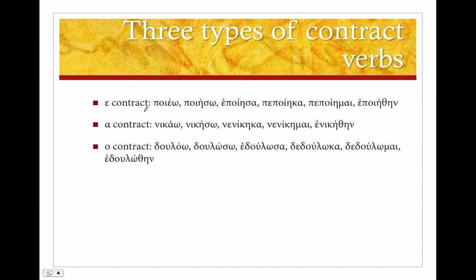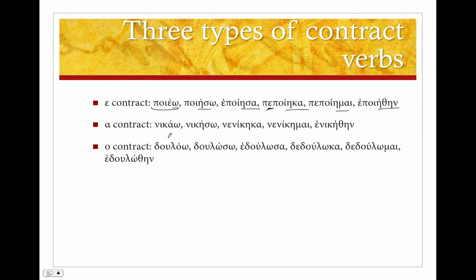So epsilon contracts like poieo, poieso, epoiesa, pepoieka, pepoiemai, epoiethin, all epsilon contracts, as far as I know, are going to follow this same pattern. You should note the dictionary will always give you the uncontracted form, but all epsilon contracts will follow this principal part pattern: eso, esa, eka, and this reduplication there, amai, and athin. So all of that sweating you did memorizing principal parts up to this point, when you come across a contract verb, you know those principal parts, with one exception that I know of. And I'll let you know that in just a second.